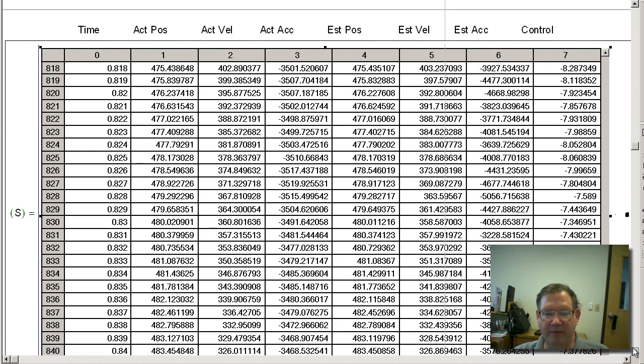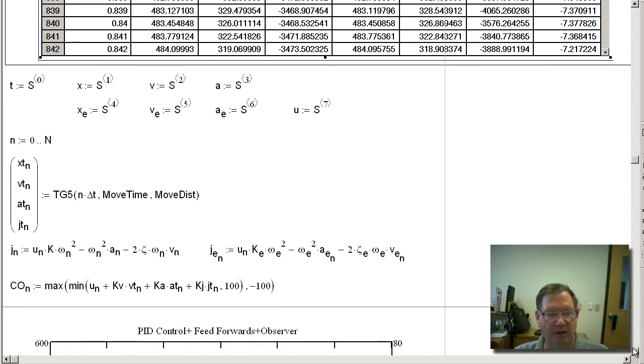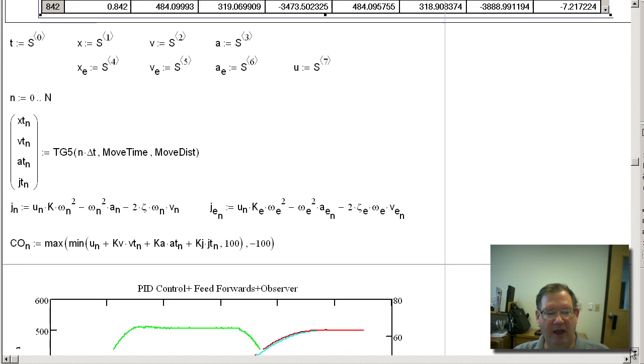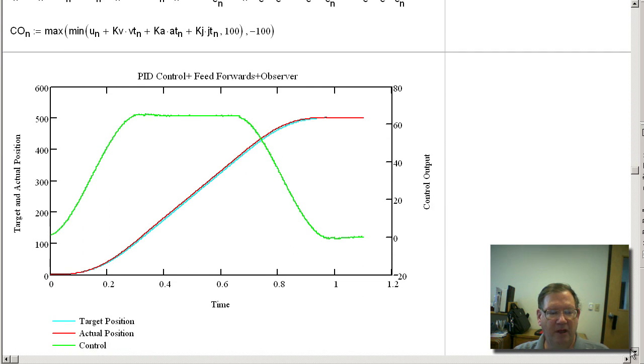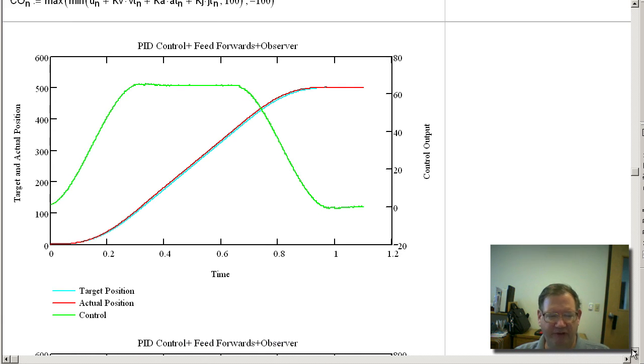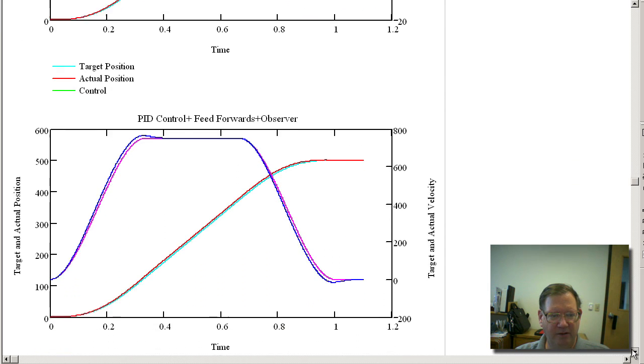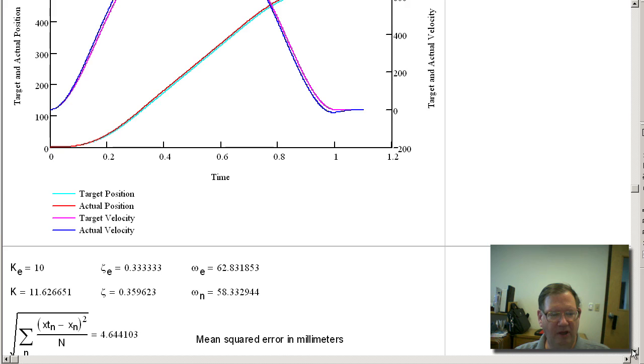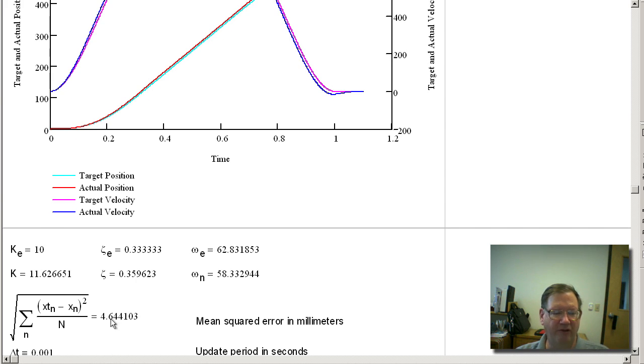So now I'm going to scroll down a bit. This is mostly calculations, calculating the jerk and the estimated jerk and the control output. And let's see what the results look like. Here's the target position, actual position, and control output. You can see that they're tracking fairly well, even though there's a fairly big error in the estimation between the actual system and my estimated position from the system identification. And you can see that my mean squared error in millimeters is 0.4.